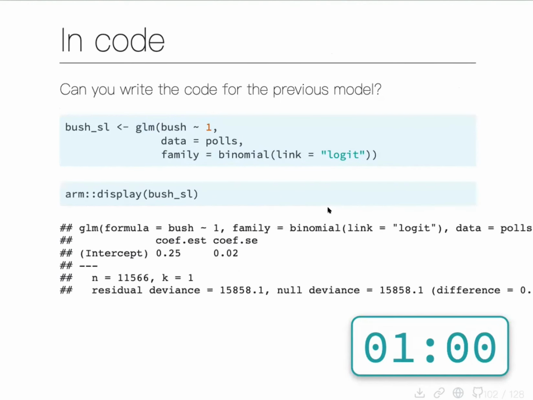I can use display or summary on this, and we can see that the log odds of Bush being elected is 0.25. If that was 0, we would say that it was 50-50, so positive means that there's more than a 50% chance. We can put this on the probability scale by doing something like this: exp(0.25) divided by 1 plus exp(0.25) gives you 0.56. So overall, there's a 56% chance that Bush is going to be elected.